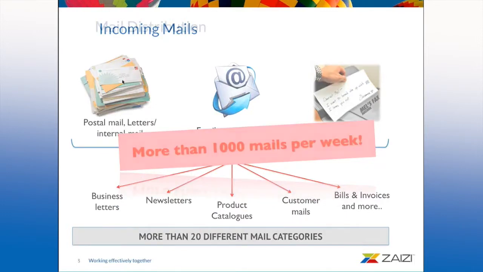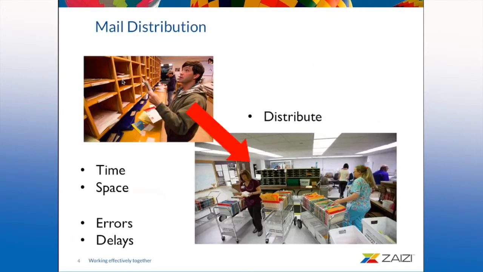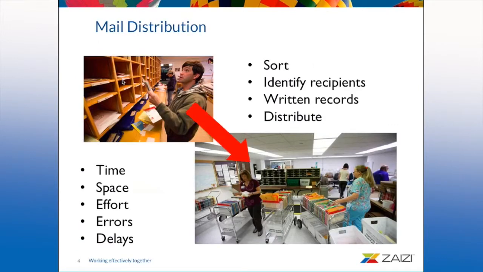These pictures illustrate what a physical mailroom looks like. So you can see the sorting and the classification. You need to identify your recipients. You have written records that you need to maintain every day, so that you also have a written record of your mail. So this takes a lot of time.